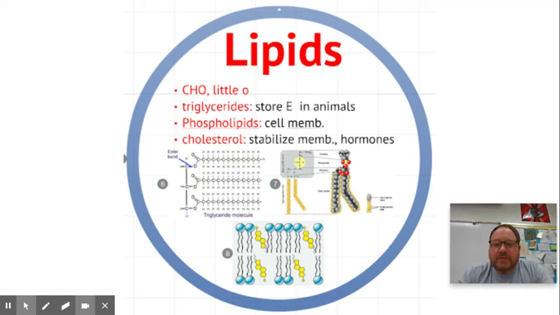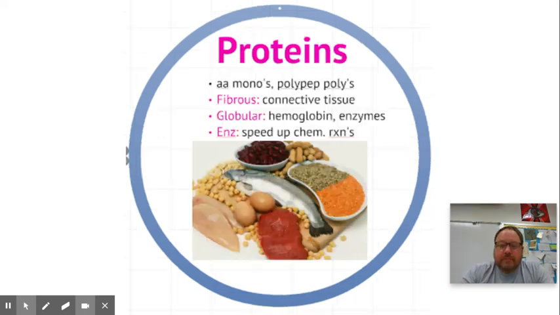And finally, messengers. Certain lipids can act as chemical messengers. And so those are hormones in the body. Those are hormones that can help switch genes on or off in your body and get it to react in certain ways. So again, for lipids, CHO with very little O, so they don't mix with water, and membranes, energy, and messengers. All right, proteins.